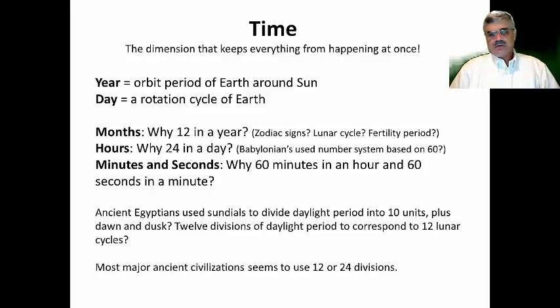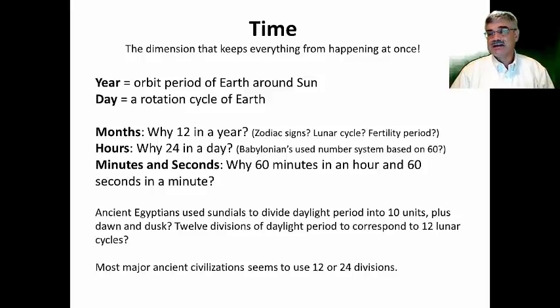But we also have units of time, a month, and hours. Why do we have 12 months in a year? Why the number 12? Why not 10? Why not 5? Why not 20? Well, there are various thoughts about this. Perhaps the number 12 was used because of the signs of the zodiac. Or perhaps 12 months was chosen to make sense of the lunar cycle, which is about 28 days. So there could be about 12 of these lunar cycles in a year.